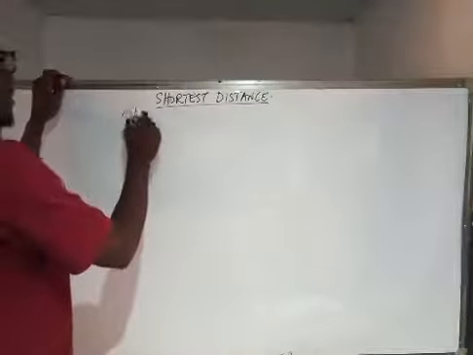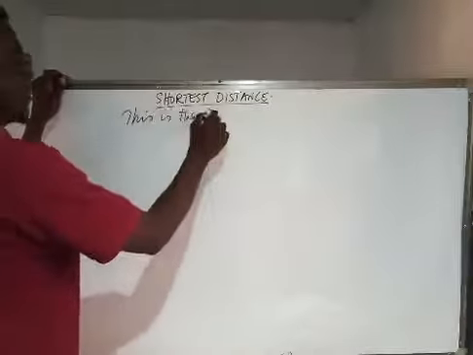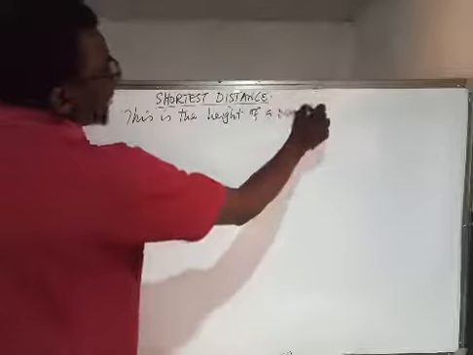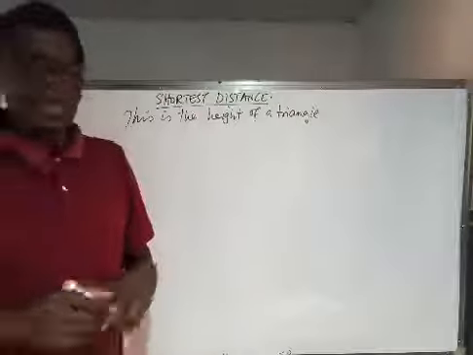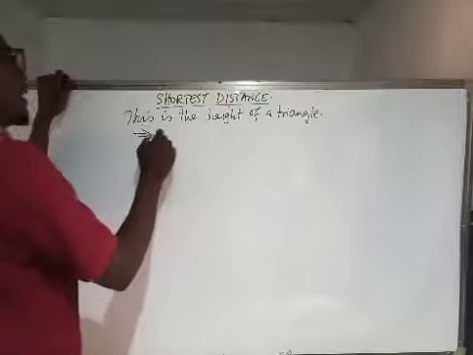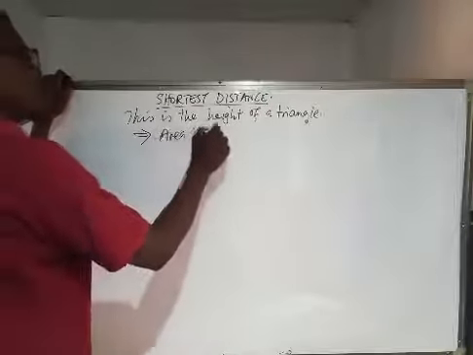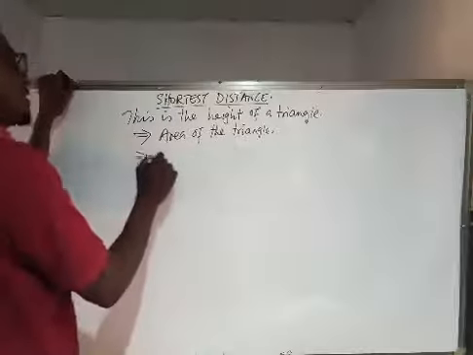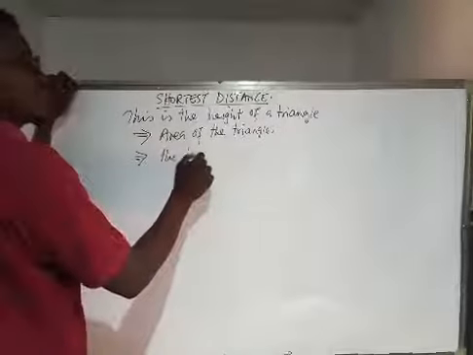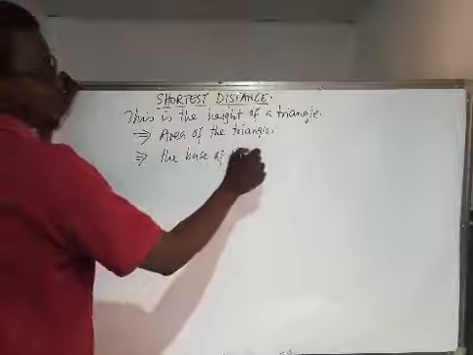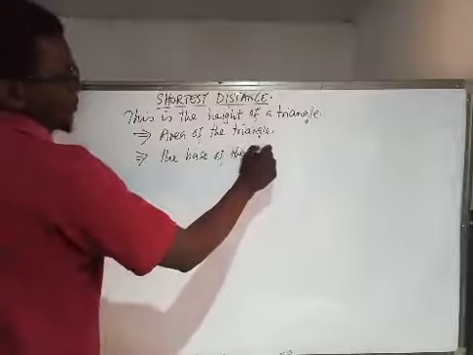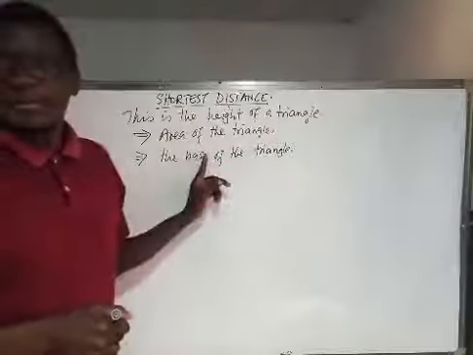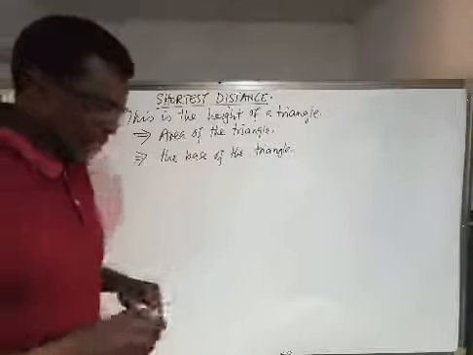This is the height. The height of a triangle. Now, to find the height of the triangle, there's a condition that you need to know. Number one, you need to know the area of that triangle. Number two, you need to identify the base of the triangle. So for you to find the height, you should have the following conditions. Number one, you must know the area. Number two, you must know the base of the triangle.